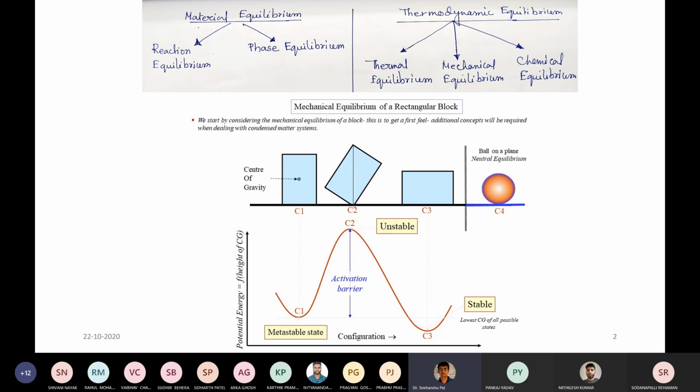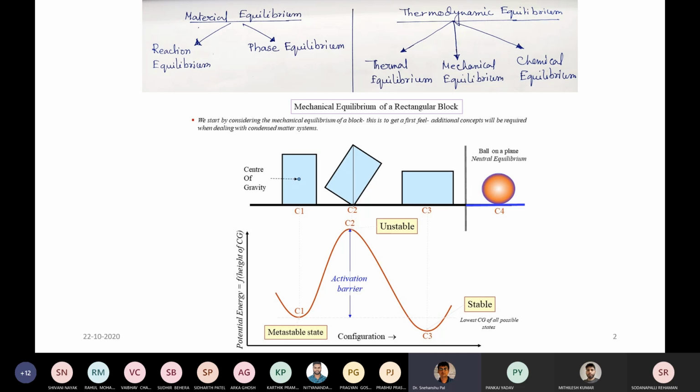Now we are going to understand thermodynamic equilibrium. What are the different thermodynamic equilibria? One is thermal equilibrium, another is mechanical equilibrium, and another is chemical equilibrium. If you are talking about thermal equilibrium, it tells you that there is no change in temperature across the boundary. And if you are talking about mechanical equilibrium, there is no change in potential energy. And chemical equilibrium, then things are different.